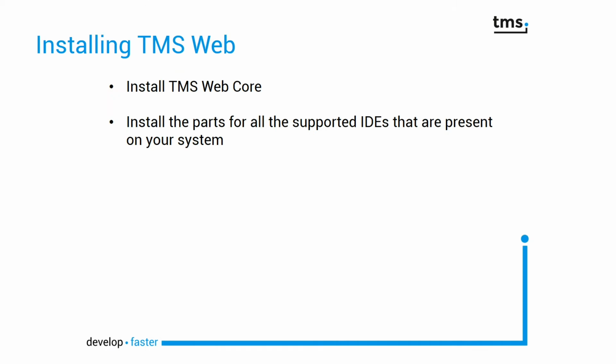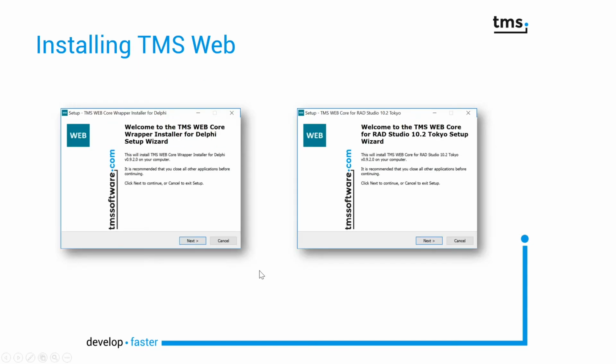The first installer installs the TMS WEB Core package. And then, depending on which IDEs you selected, and that are also present on your system, installers for those IDEs are being launched. So here you see the installer for TMS WEB Core on the left side, and on the right you see the installer for RAD Studio 10.2 Tokyo. Depending on how many Delphis you have installed in your system, every IDE will get its own installation.